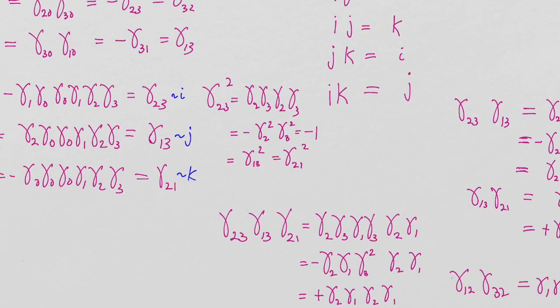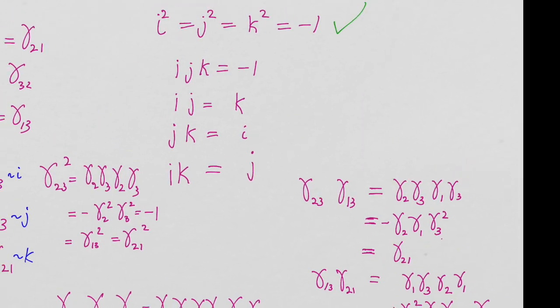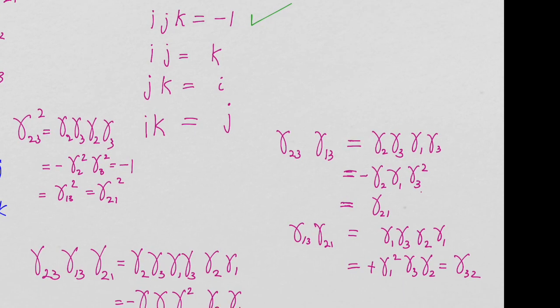That's a check. Then to get a little practice, why not just multiply all three of them together, gamma 2, 3, gamma 1, 3, gamma 2, 1. And I did a flip here, which picks up a minus sign, gamma 3 squared gets rid of the minus sign, you're left with gamma 2, gamma 1, gamma 2, gamma 1, which is basically gamma 2, 1 squared, which we know is -1. So they also satisfy this rule, right?